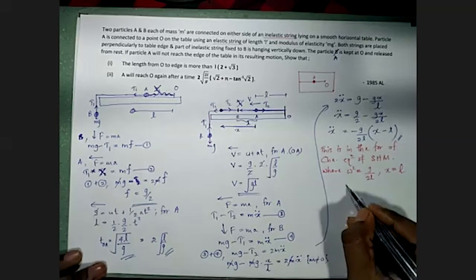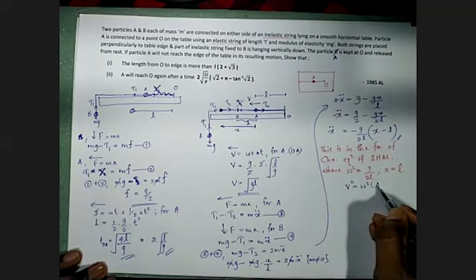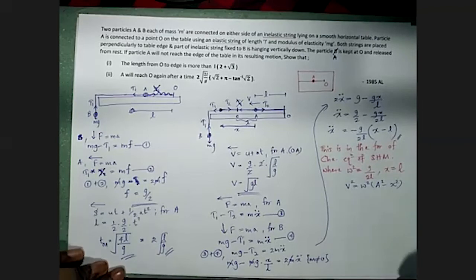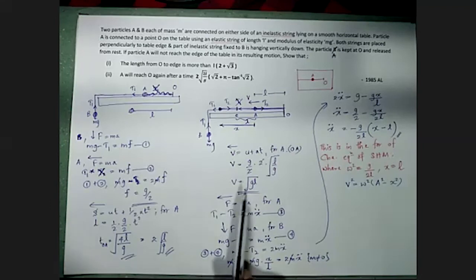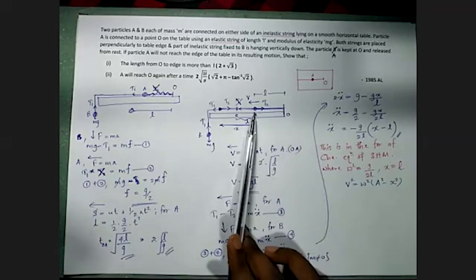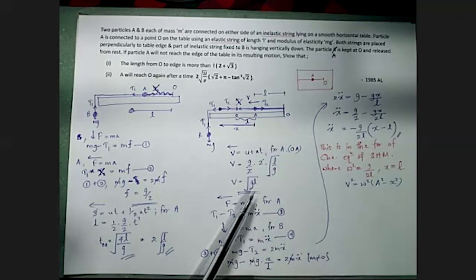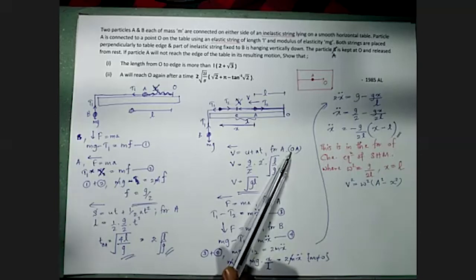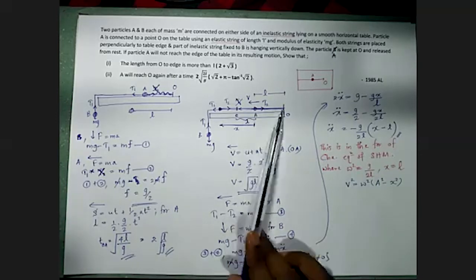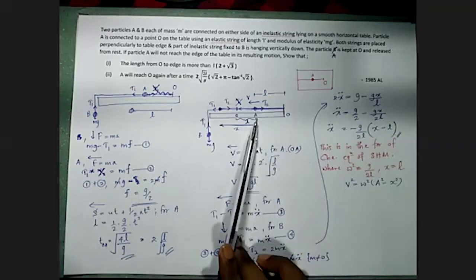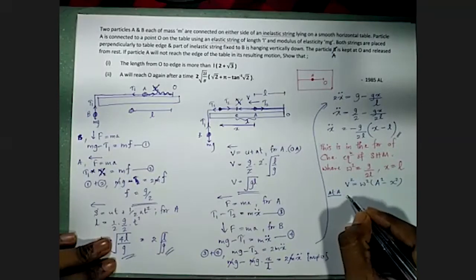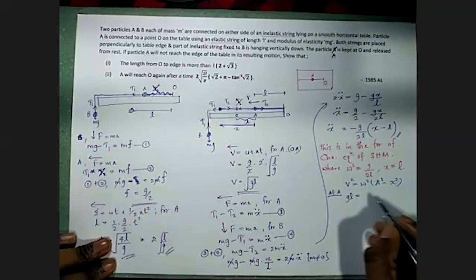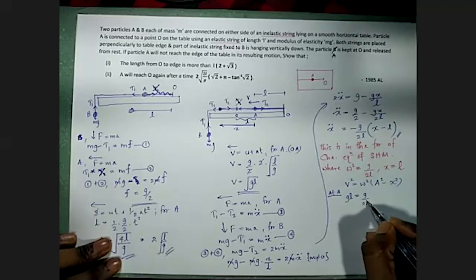To find the amplitude, we have to use this equation. We know the velocity v as root gL at this location, isn't it? We calculated this velocity for particle A when it reaches the natural length of the elastic spring, that means at point A. Velocity square will give you gL. Omega square is g over 2L.